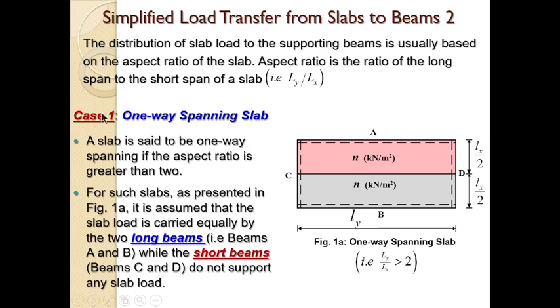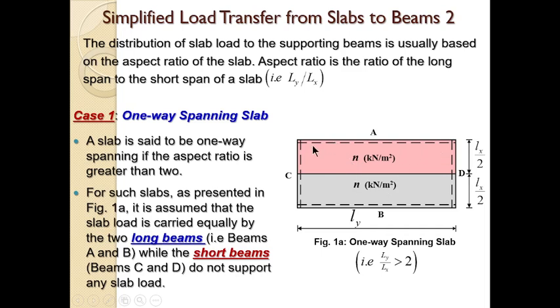Now let's look at the first case, case 1, the one-way spanning slab. A slab is said to be one-way spanning if the aspect ratio is greater than 2. So when you're doing Ly over Lx, if it is greater than 2, like in this case, that slab is called a one-way spanning slab. Now for such slabs, as presented in figure 1a, it is assumed that the load is carried equally by the two long beams, that is beam A and B.